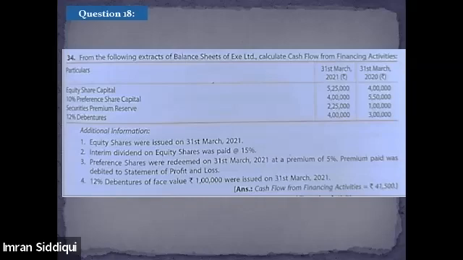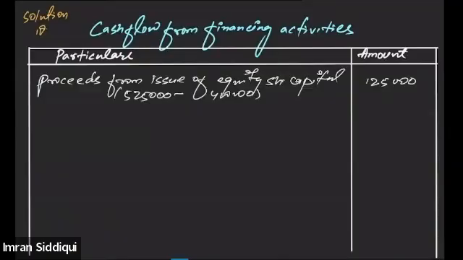But regarding the preference share, there is additional information number 3 given in the question, which says preference shares were redeemed on 31st of March at a premium of 5%. Premium paid was debited to statement of profit and loss account. Okay, so at the time of redeeming the preference shares, we are redeeming them at a premium of 5%. So let me just do that calculation. Write this as redemption of, and this will be subtracted obviously.